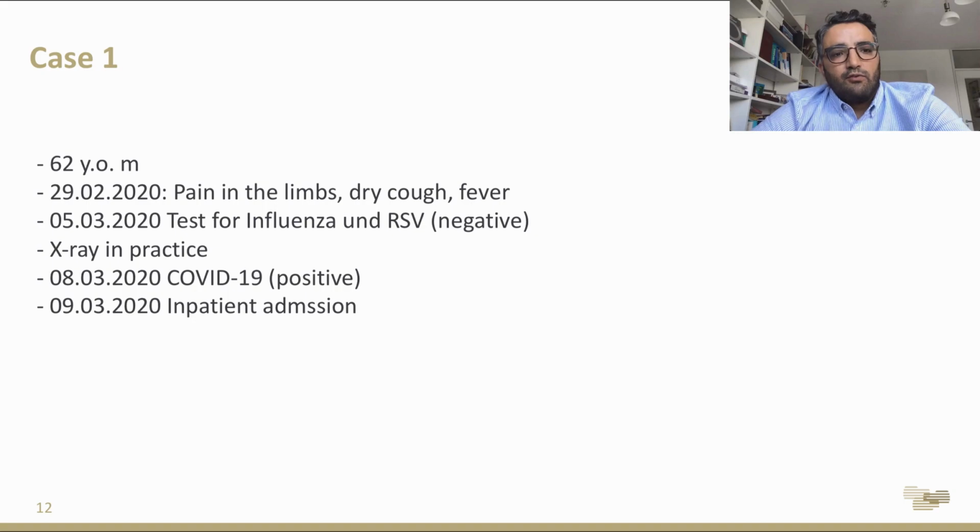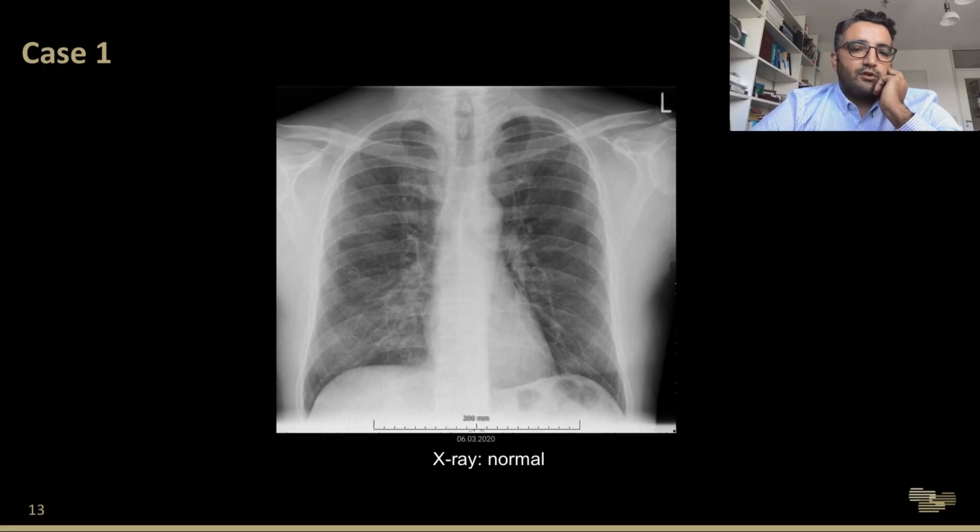Now we can see two cases, typical course, typical patient history, how a COVID-19 case comes in. This is a 62 years old male. He had pain in the lungs, dry cough, fever at the end of February. That was the time where COVID started in Germany, and he was tested for influenza and RSV negative. He had an X-ray in a radiology practice, and then he was tested 2 days after that positive for COVID, and he was transferred to the hospital.